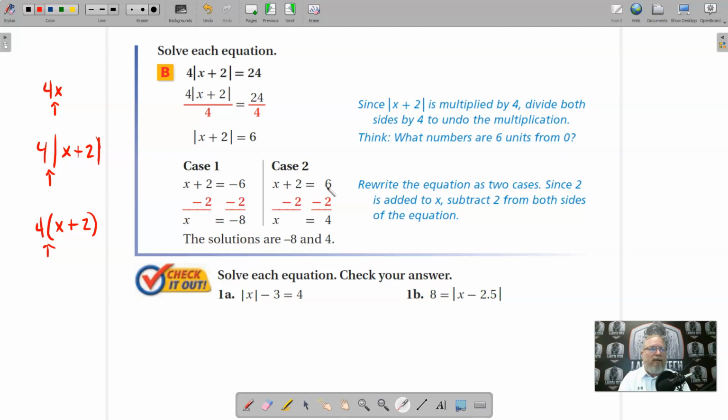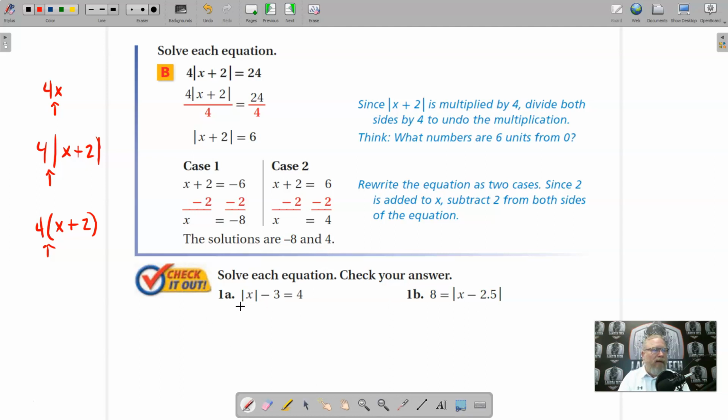Now we still have the other case where it could equal positive 6. So we're going to subtract 2 to undo the adding 2. That gets rid of the 2's here, and we just get x. Then 6 minus 2 is 4. So our second solution is 4. So the two solutions for this equation, 4 times the absolute value of x plus 2 equals 24, are negative 8 and positive 4.